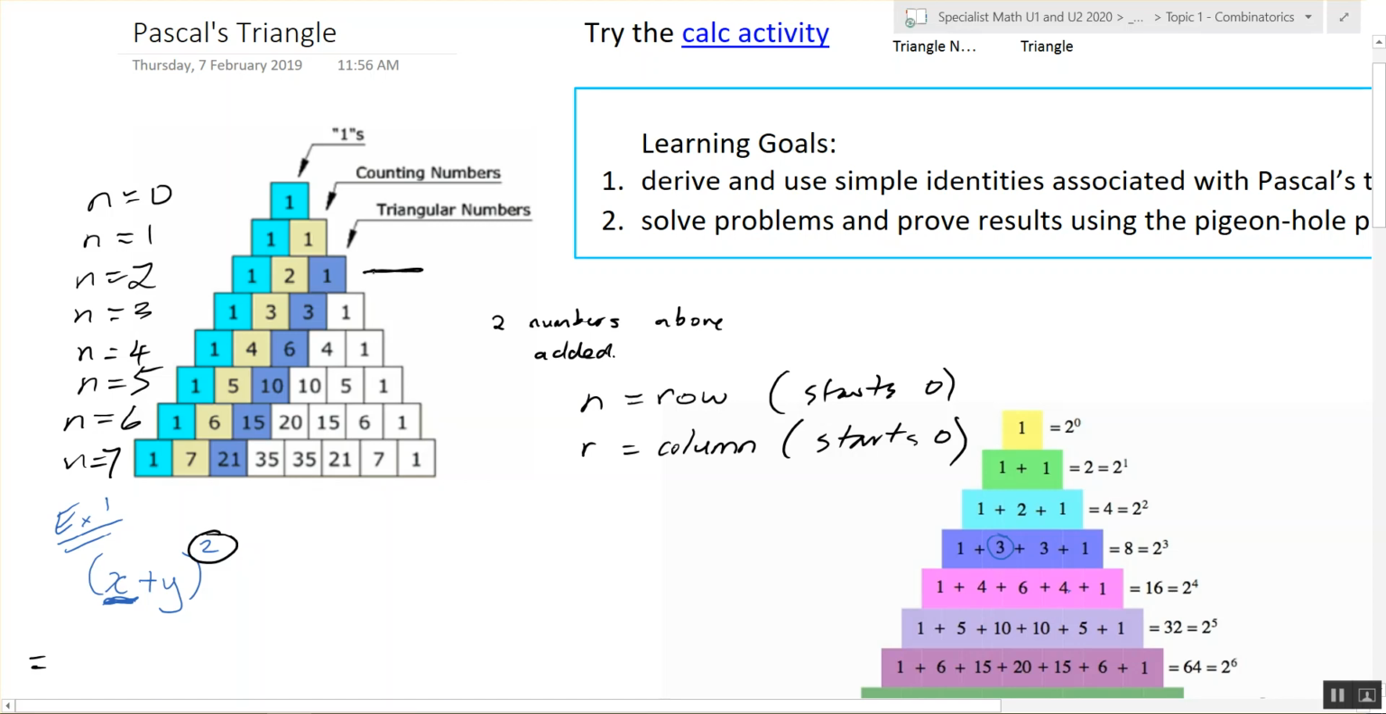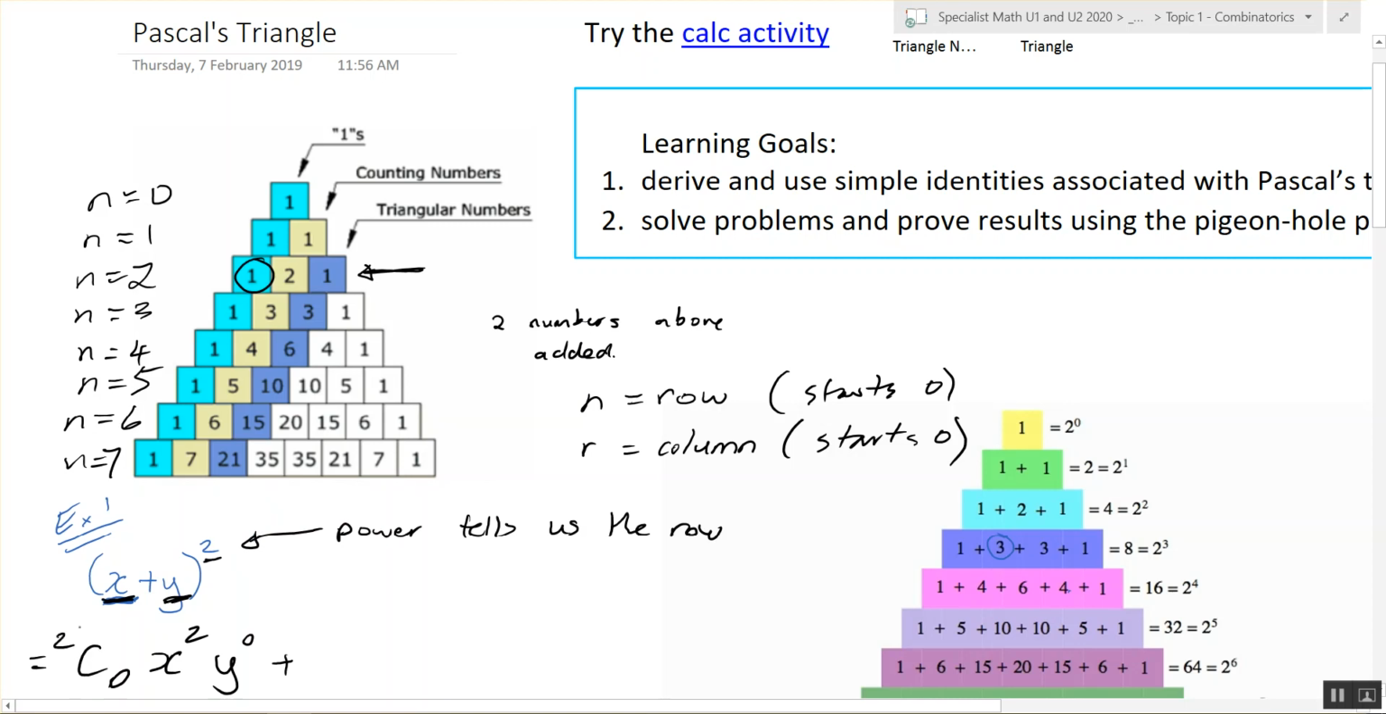So we're going from the second row. Okay, so the power tells us the row. Write it down. The power, lift it up. What row are we on? 2. 2C0.